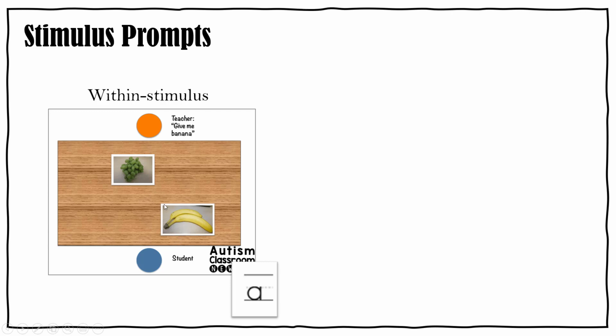And so this is what we call a positional prompt. When the teacher would say, give me the grapes, the banana would come back and the grapes would go really close to the student. You can also make the picture bigger. So the grape picture can be small or normal size, and the banana picture can be a lot bigger. So it makes it really clear that that's the picture of the banana.